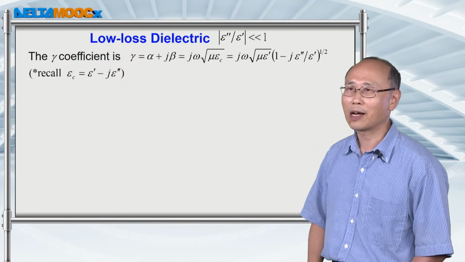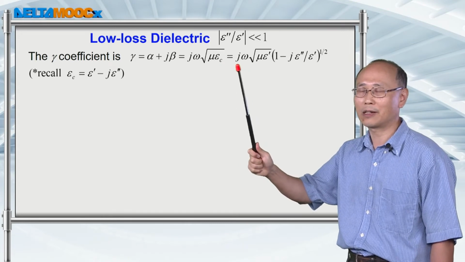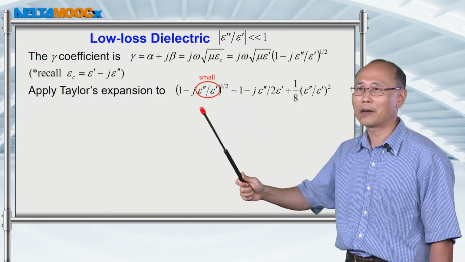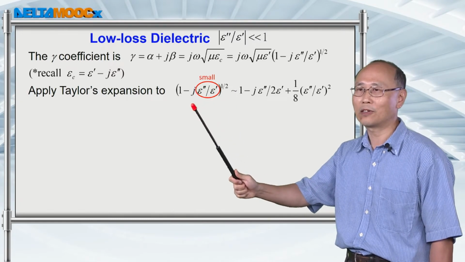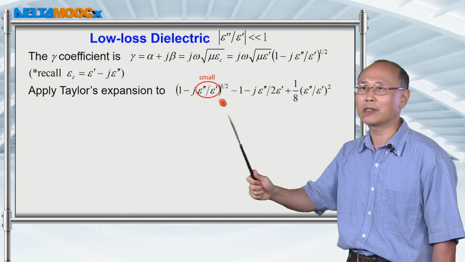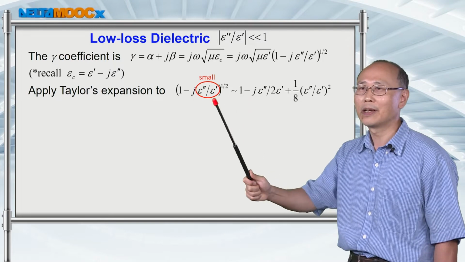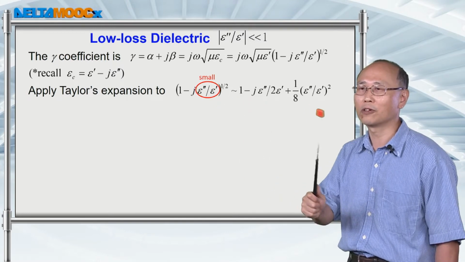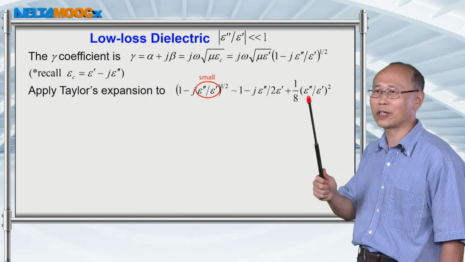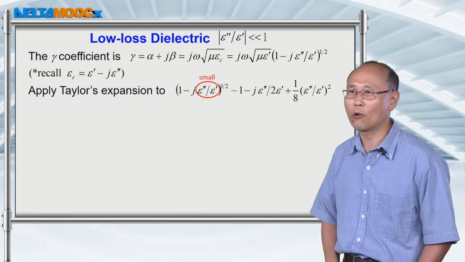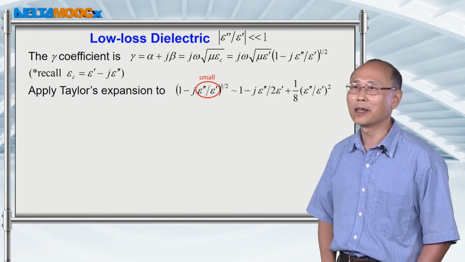So let's put the epsilon c for the dielectric into this expression. Because this term is small, you can expand it by using Taylor's expansion. Then you end up with the zero order term 1 here, the first order term here, and the second order term. We only retain the terms up to the second order term and drop all the higher order terms, because they are too small in our discussion.